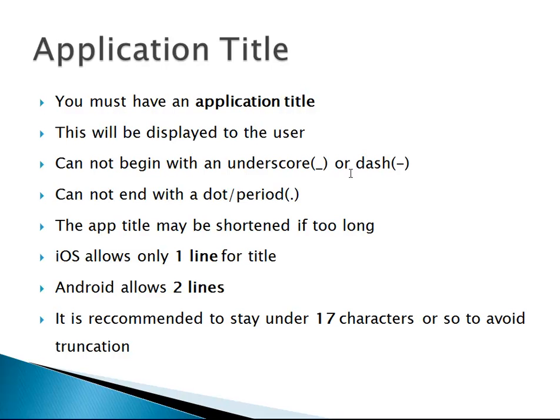The app title may be shortened if you make it too long. It may automatically be shortened. iOS allows only one line for your title, and Android allows 2 lines. And it's recommended that you stay under 17 characters to avoid any kind of truncation.